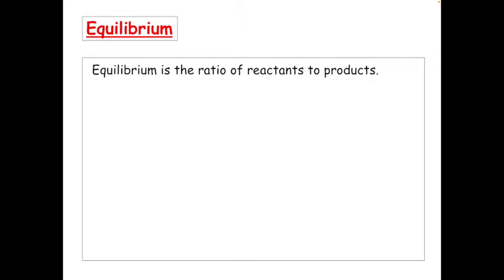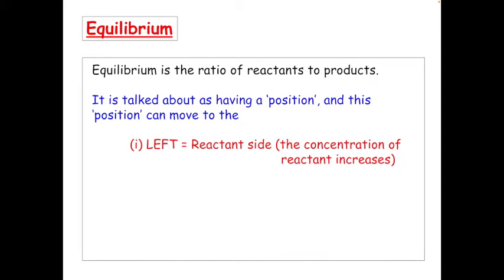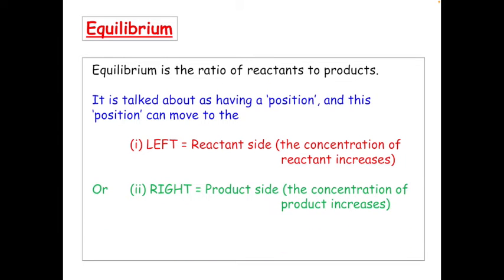So it's the ratio of reactants to products. There'll always be a situation where you might have more products or more reactants, and we're going to look at this as we go on through the next series of lessons. It's talked about as having a position, and this position can move towards the left, which is the reactant side. If it moved towards the left, then the concentration of the reactants would increase. You'd have more reactants than products. But if it moved to the right, that would be moving towards the product side, and the concentration of the products increases.